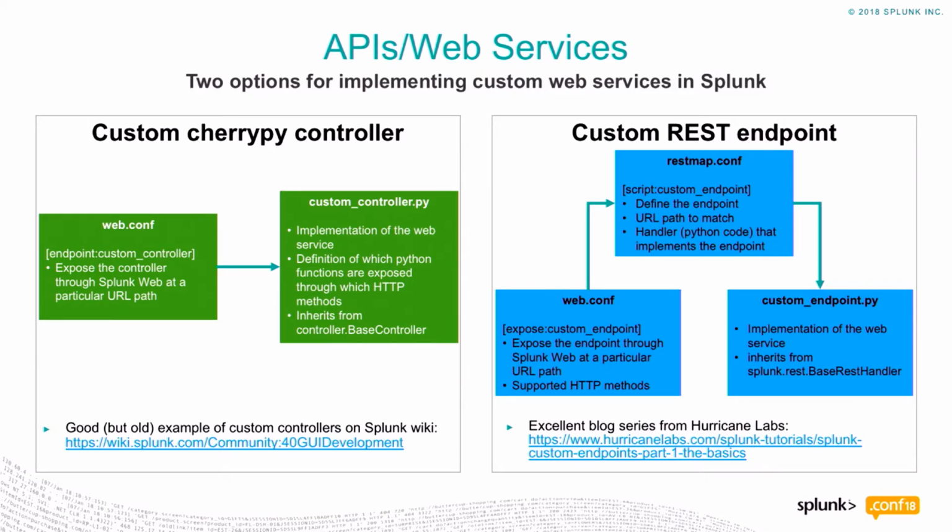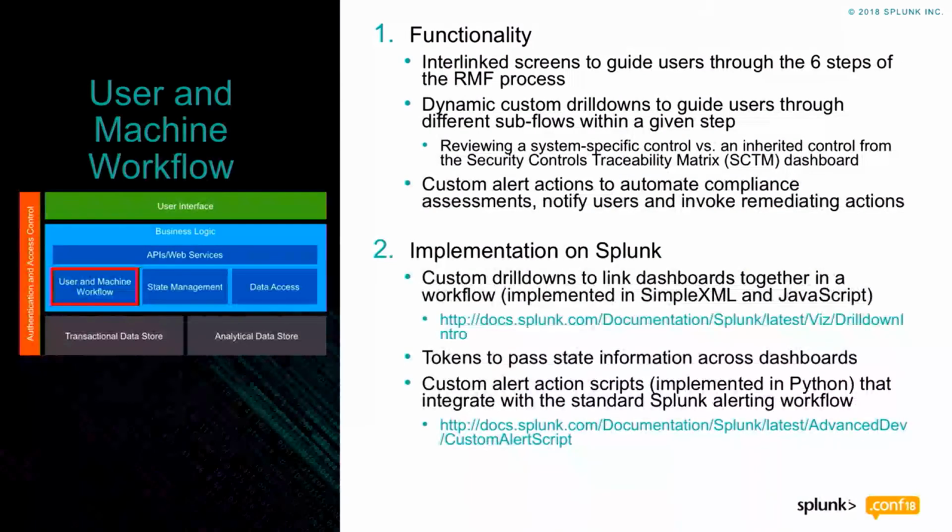So let's move to the next thing. As part of the app, as Tu was talking about, we went through the RMF process. And to go through the RMF process, you need to have user and machine workflow going through the whole thing. So we had to basically use custom drilldowns as a way to move users through different subflows on different dashboards. We use tokens, whether it would be you click a token and change the visual, or you click it, you pass the token down in the URL to another dashboard so you can keep state.